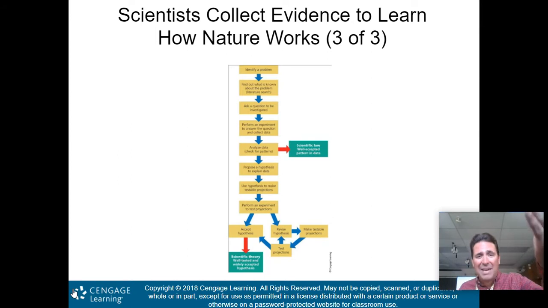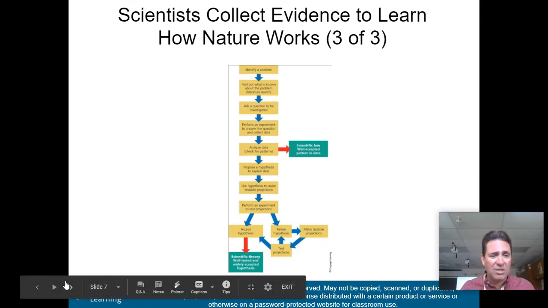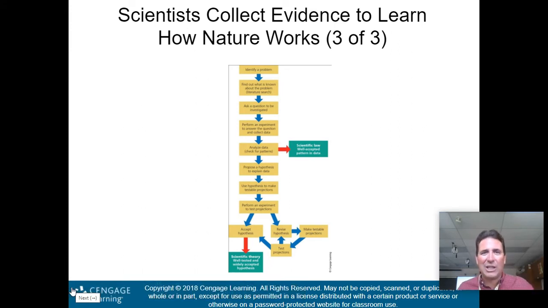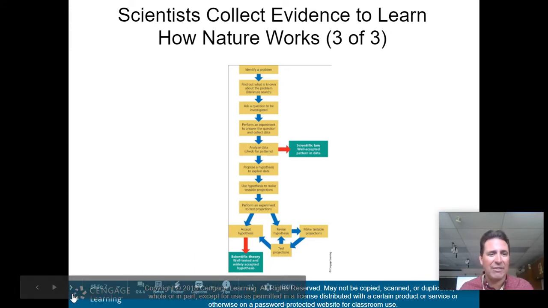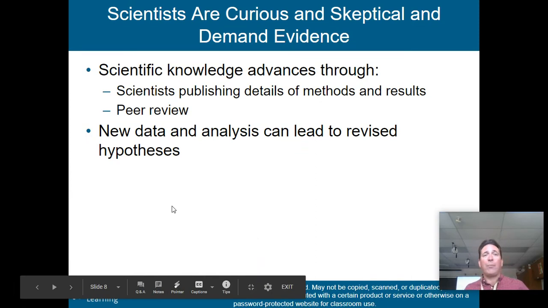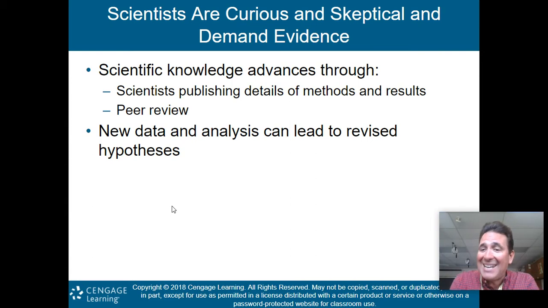All right, this is just basically a visual of what we just discussed in the past slide. So if you like to look at things visually, definitely take a look at this. Again, this is how scientists collect evidence to learn how nature works. Now, scientists are curious and skeptical, and they demand evidence. So scientific knowledge advances through scientists publishing details of their methods and results, and then other scientists peer reviewing those and saying, hey, I don't think that's right, or yeah, that's really right. And that's how science advances.